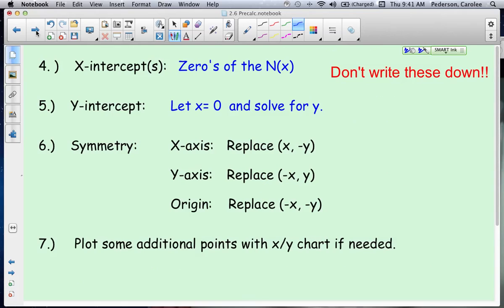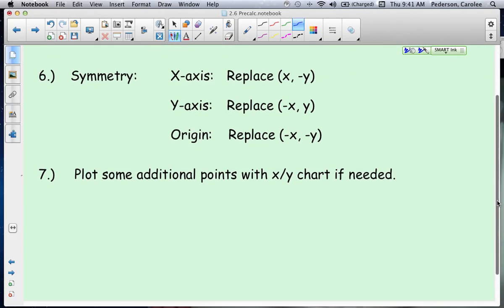Then we would move on to finding the x-intercepts. Again, don't need to write these down. The x-intercepts are the zeros of the numerator. To find the y-intercept, we set the x equal to 0 in the function. You're evaluating the function for 0 and solving for y. And then you're going to test for symmetry, which we did earlier in our class. Those are the rules to test for symmetry. And then maybe need to plot some additional points by evaluating the function, making an XY chart.